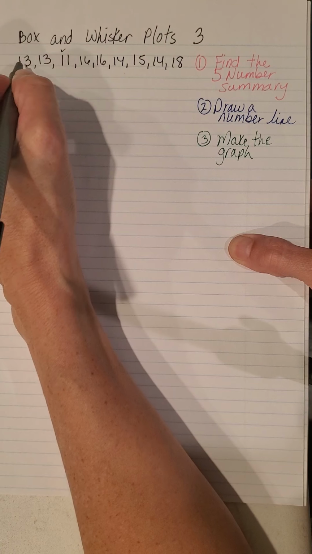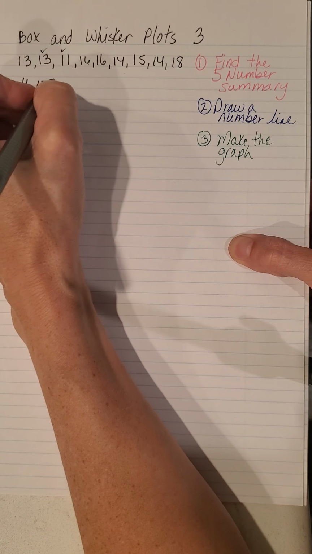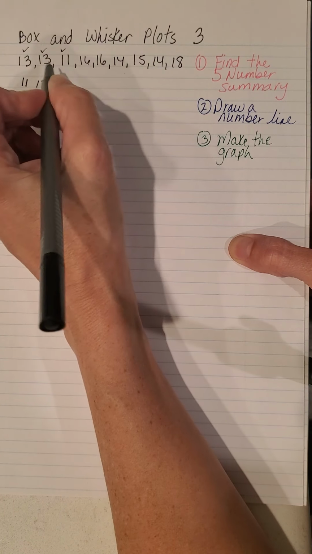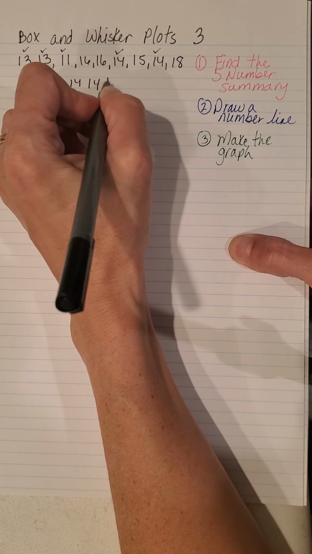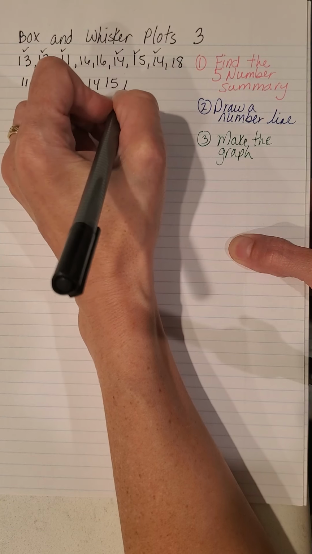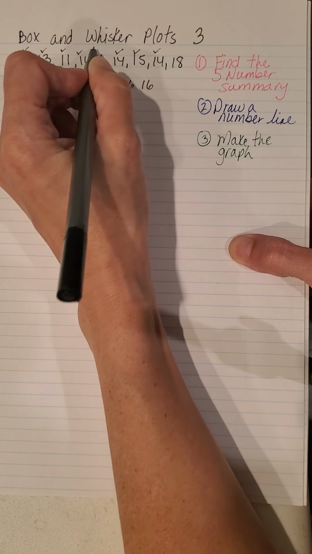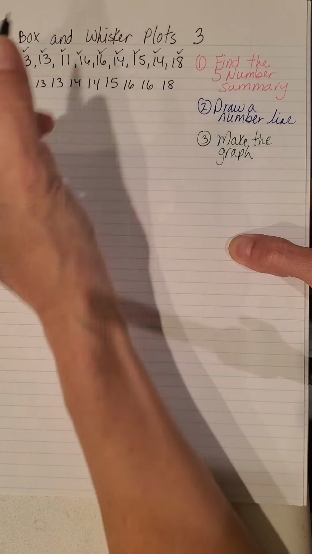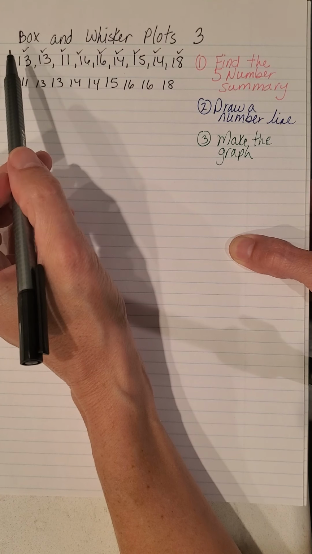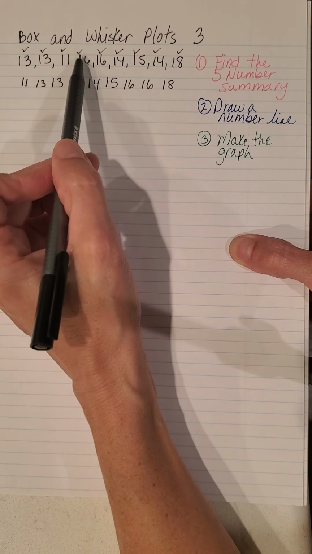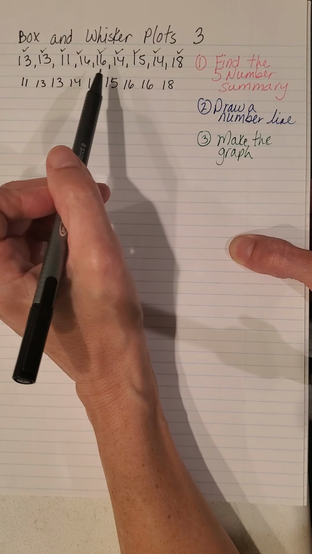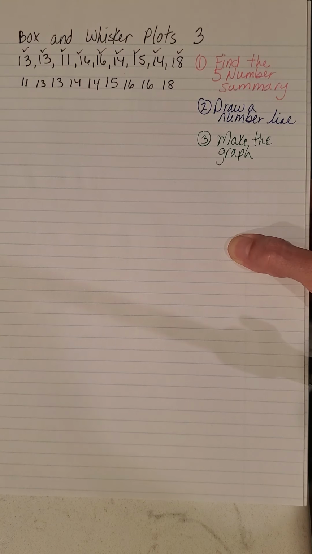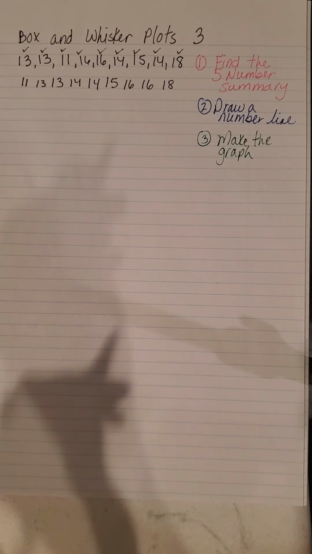So I have 11, 13, 13, 14, looks like there's another 14, 15, 16, 16, and 18. Then I count to make sure that I have the right number of numbers. 1, 2, 3, 4, 5, 6, 7, 8, 9. Yay! And I'm going to find the median, which is the middle.